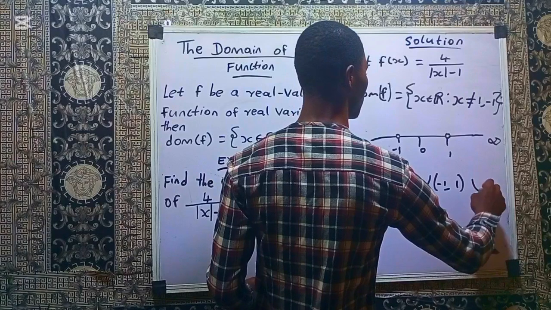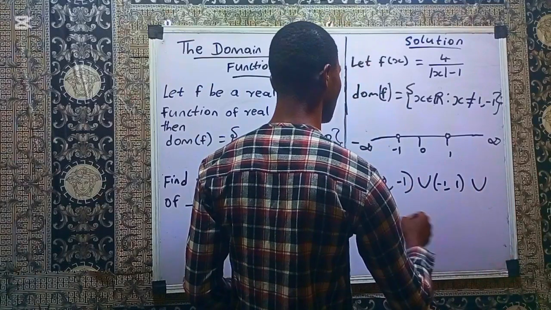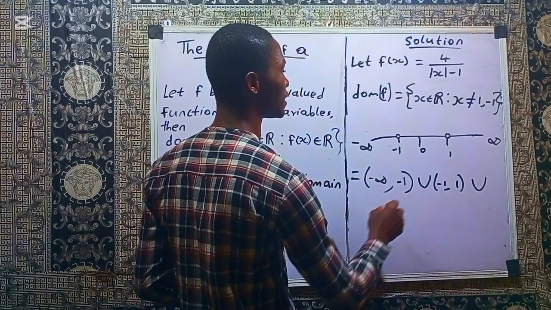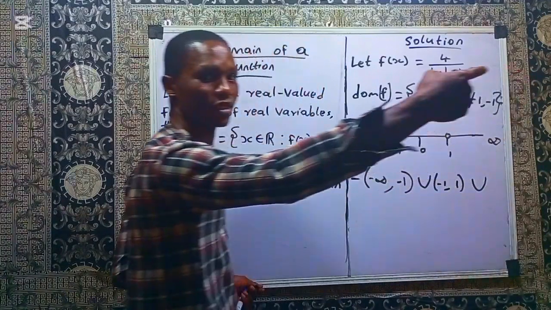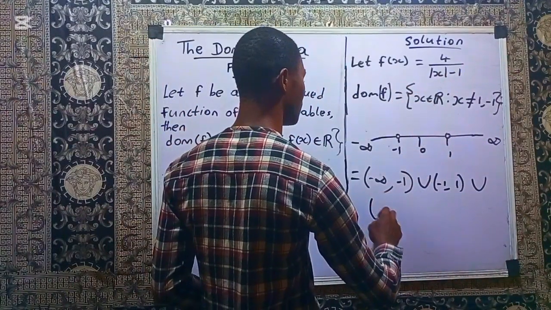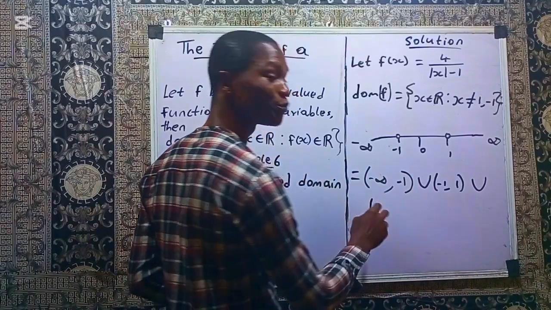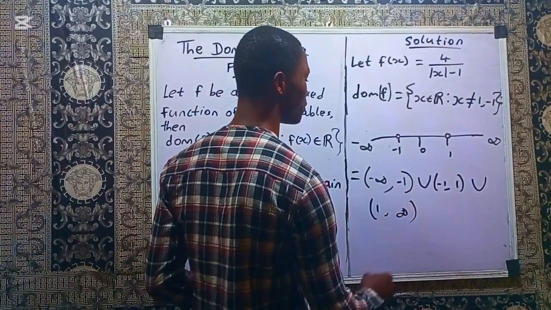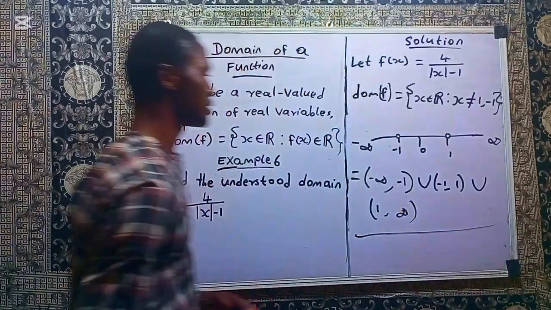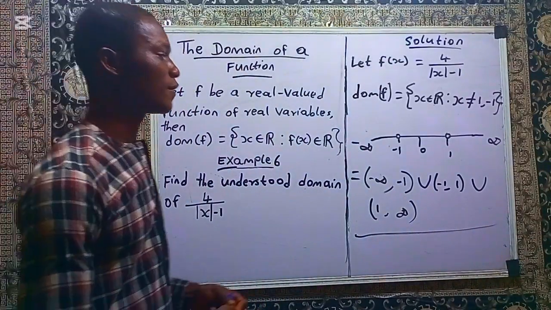Then I'll do union again. So which one again? We are considering numbers between +1 and infinity. So we have +1, I'll use open bracket, comma, infinity, and use open bracket. So this gives us the domain of this function.